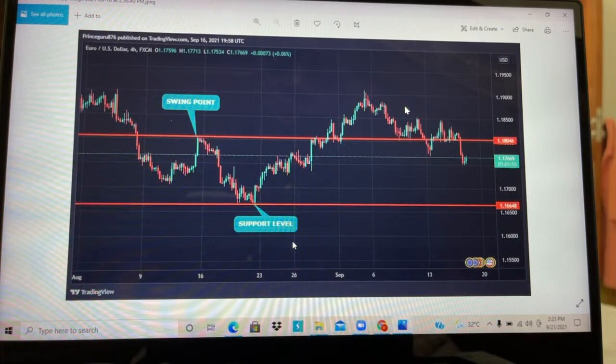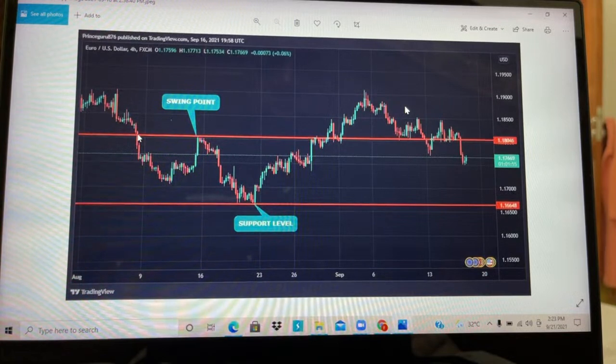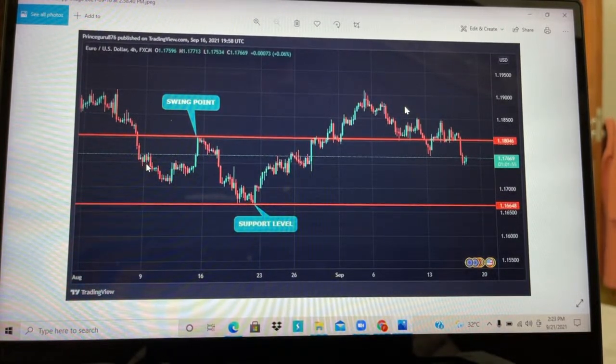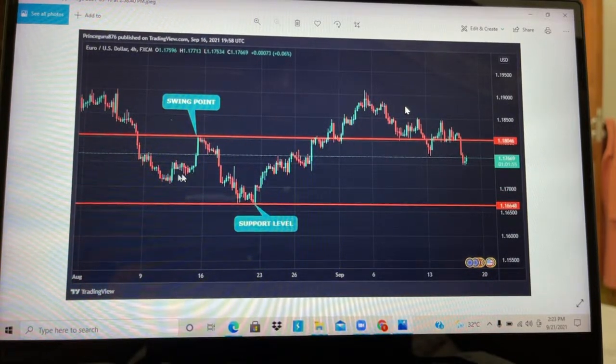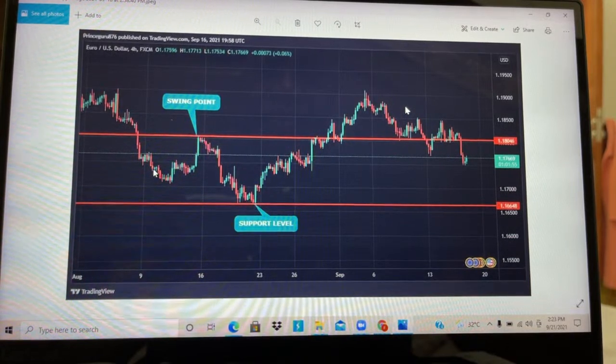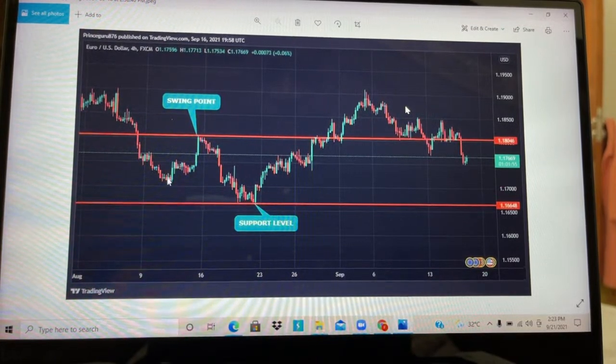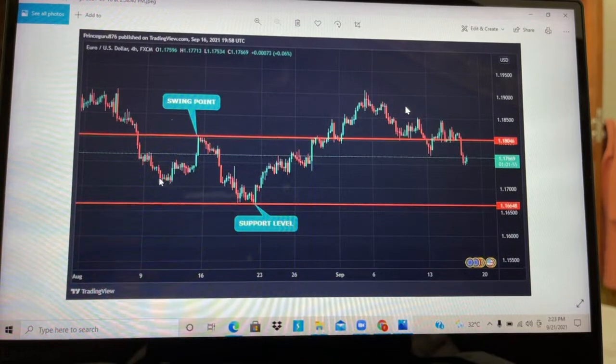If you go a little bit on the left of the swing point, and if you see that support level before the swing point, where? Right there. No, go right there. A little bit on your right. There. So if you look at that support point right there.